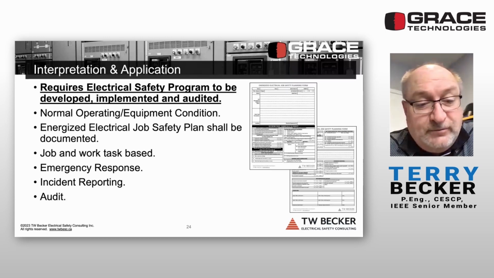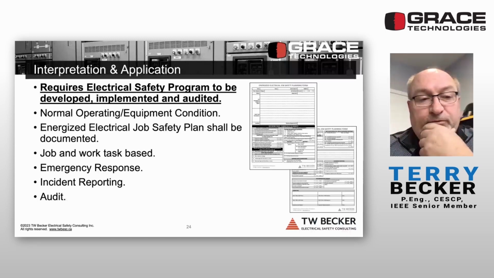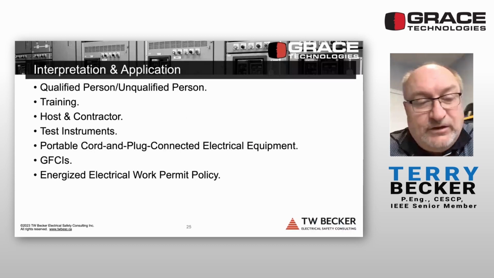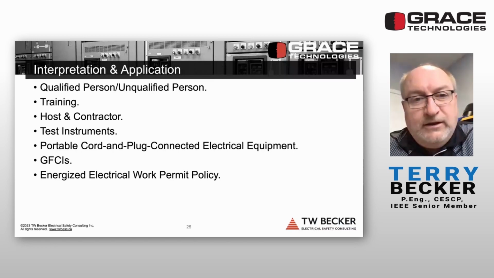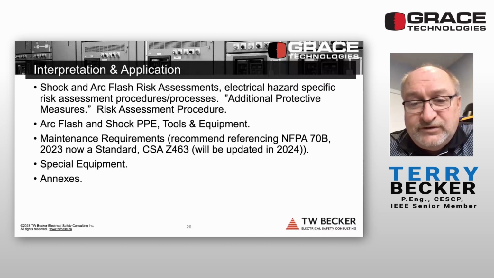We need to address emergency response, emergency release of an electrically shocked worker, audit, and incident reporting. I'm just summarizing what's in Chapter 1 in 70E and Clause 4 in Z462. It's just a precursor to the changes that are coming. So the arc flash and shock risk assessment is completed, and we have to have appropriate arc flash and shock PPE, tools and equipment. Lots of changes there in the last 5 years. Then maintenance requirements need to be addressed as an element of risk. FYI, 70B 2023 was published in April. We are updating Z463, and we'll have an updated revision of it in 2024.